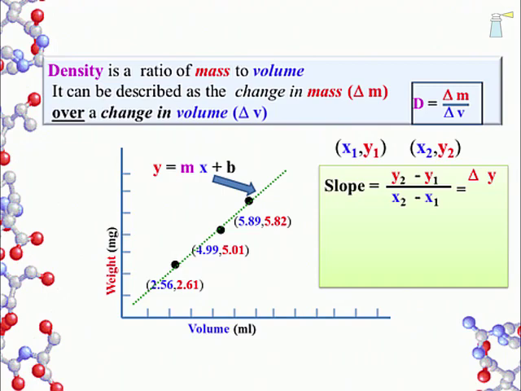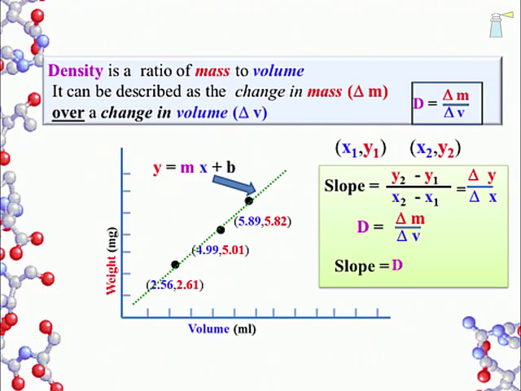Take the x value of the second point, x2, and subtract the x value of the first point, x1. Delta x, or the change in x values. So if mass is plotted as the y values and volume is plotted as the x values, then delta m over delta v is the slope of the best fit line through the data, and it is d, density. That is the math of the process.